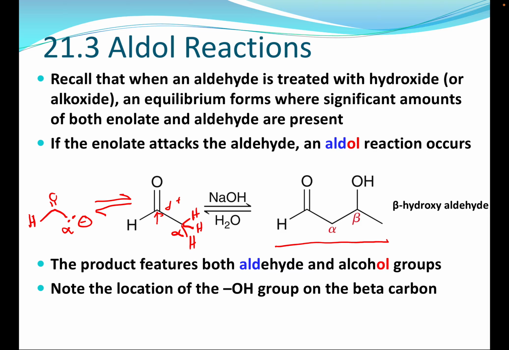So in our product, what is now labeled a beta position for the new molecule is the same as that carbon that I just starred on the original aldehyde. The product of this reaction is a beta hydroxyaldehyde because at the beta position of our new final product, we have a hydroxide functional group. The product features an aldehyde right here and also an alcohol, which is where the term aldol reaction comes from. You're making a product that contains both the aldehyde and the alcohol.